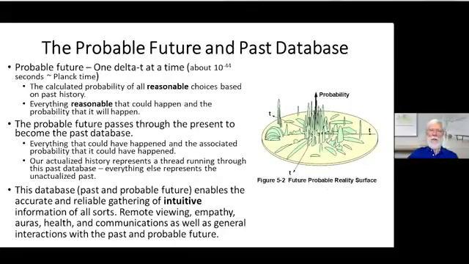And note here, the calculated probability of all reasonable choices based on everything reasonable that could happen, and the probability that it will. That means there's a limit. I don't know just what that limit is, but let's say anything that's less probable than 10 to the minus 20 is ignored, or 10 to the minus 50, who knows? But there's a limit beyond which you limit. You don't look at everything that's possible, because that's too much. You only want to look at the things that look like they're going to go in play. Okay, so it's only reasonable choices.